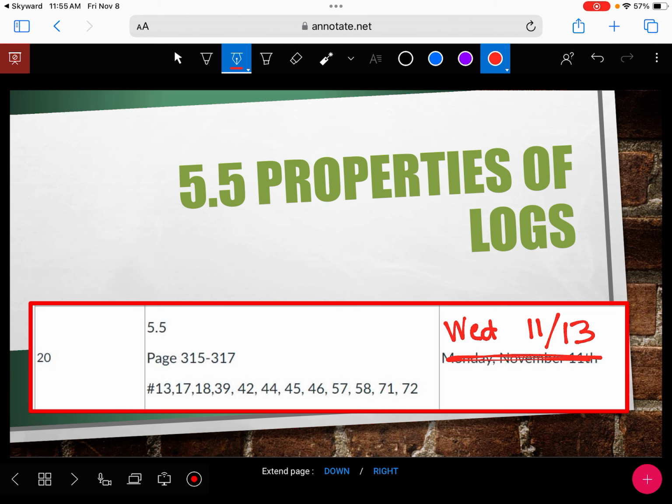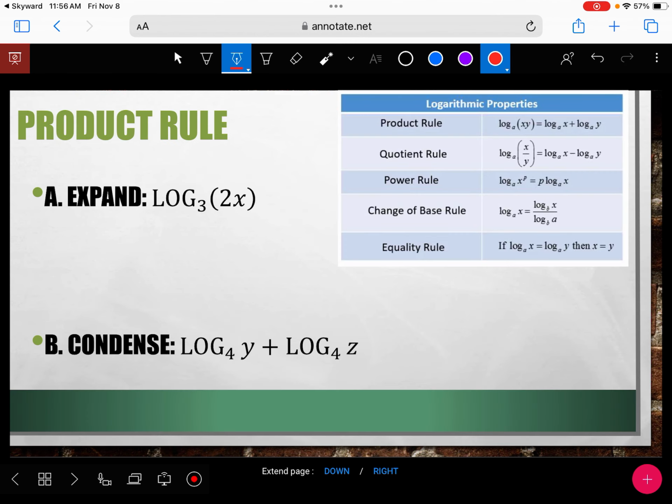So we're going to talk about properties of logarithms now, which is again going back to Algebra 2. Go ahead and glue down that handout that I had you pick up. These are your log properties. So 5.5 is properties of logs. So take a minute, glue that down. And then go ahead and copy down example A and B for product rules. So we're going to go through each one of the rules.